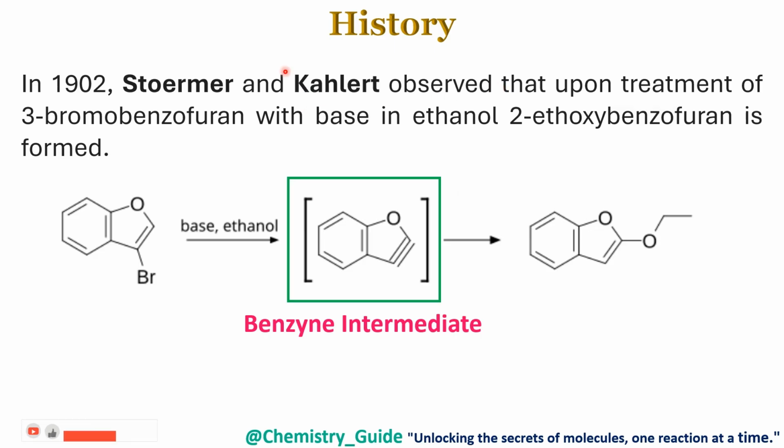Let us see the history of the benzyne intermediate. In 1902, Stoermer and Kahlert observed that the reaction of 3-bromobenzofuran with a base generated 2-ethoxybenzofuran. Interestingly, they investigated the reaction mechanism and found that due to the use of a strong base, the alpha proton next to the oxygen atom is abstracted and a triple bond is generated, forming the benzyne intermediate. In the next step, the reactive adjacent carbon near the heteroatom, that is the oxygen atom, is attacked by the nucleophile to generate 2-ethoxybenzofuran.